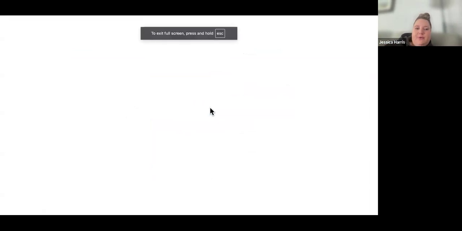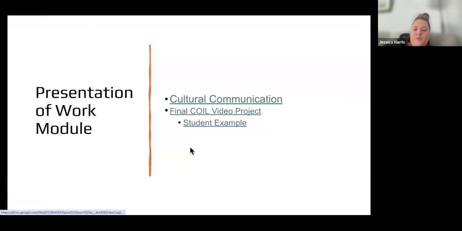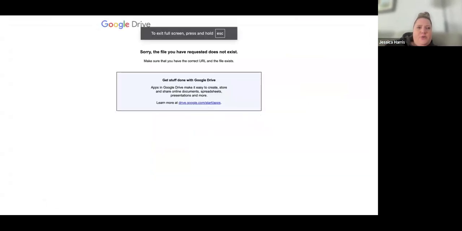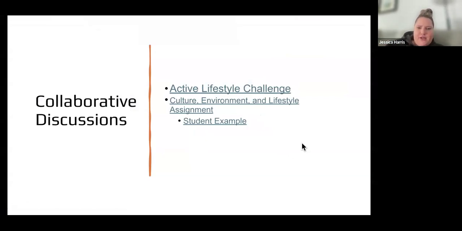And some of the student examples there, oops, just went to the wrong one. So for the collaborative discussions, one of the student examples here, oops, I got the link messed up for that one, but there are several different examples that they've done in the past for those collaborative discussions based on those assignments.